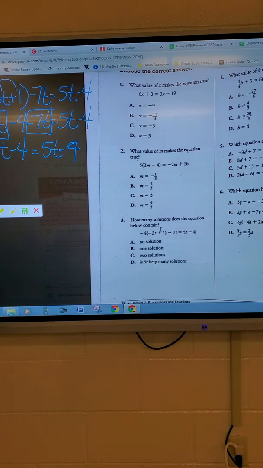Can I determine now? Yep. What do I have? Many. This is many solutions because this and this are identical. If you have twins, you have many children. And this is many: if you have twins, you have many solutions.